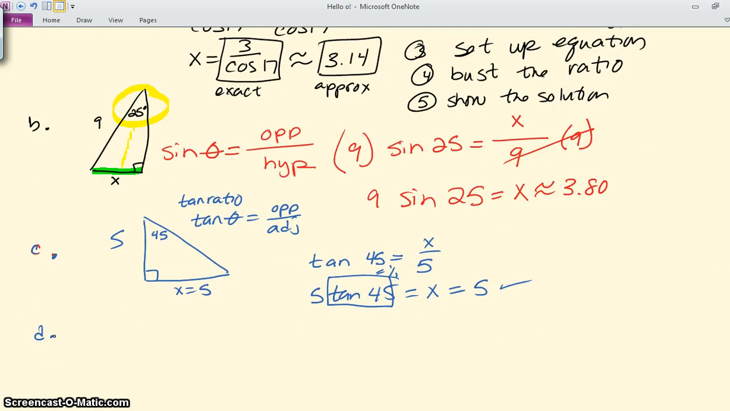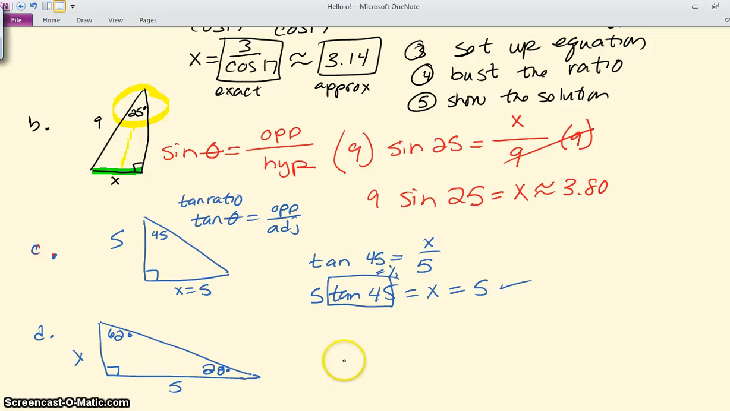D, we draw the triangle first. X, 5, 62 degrees. Now you've got some choices for each of these, right? 90 minus 62 gives you the complement of this angle. You know this is a 28 degree angle. So if you want to use tangent of 28, you can. If you want to use tangent of 62, you can. Either of those is a legal use here.